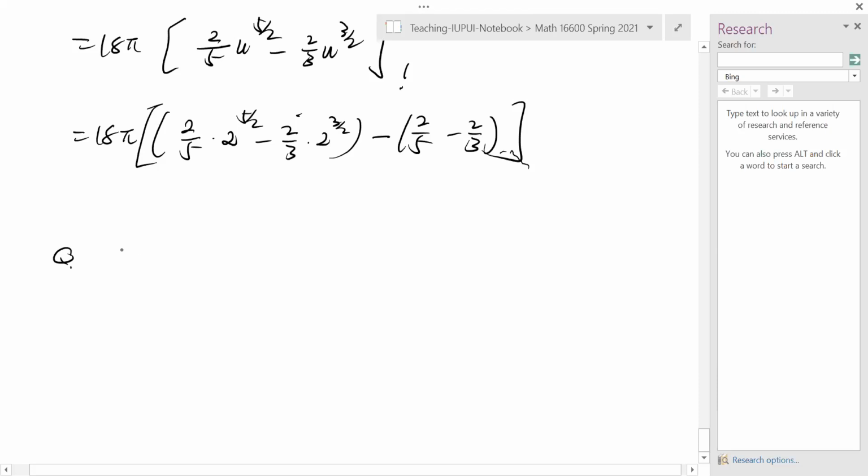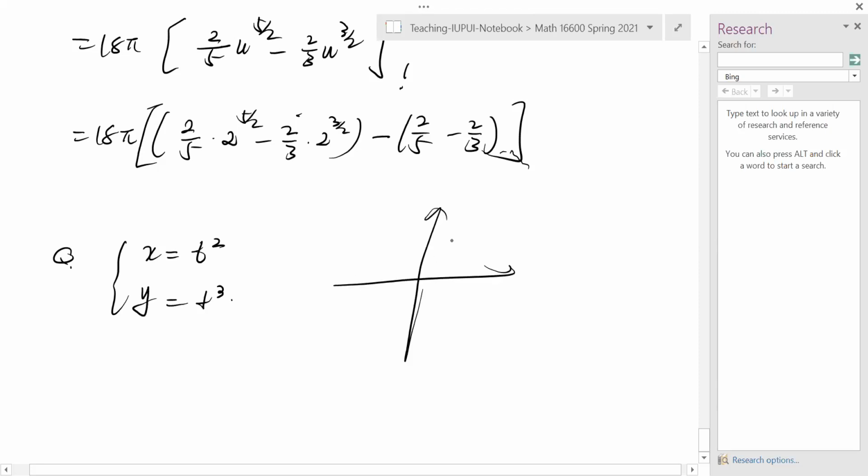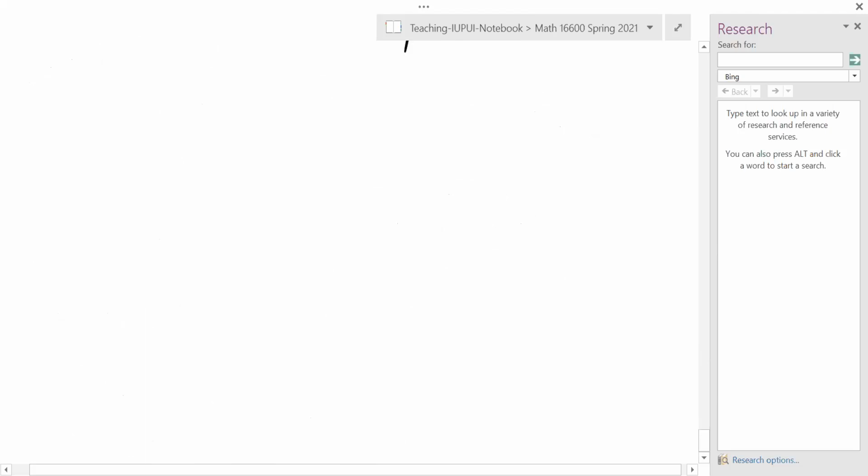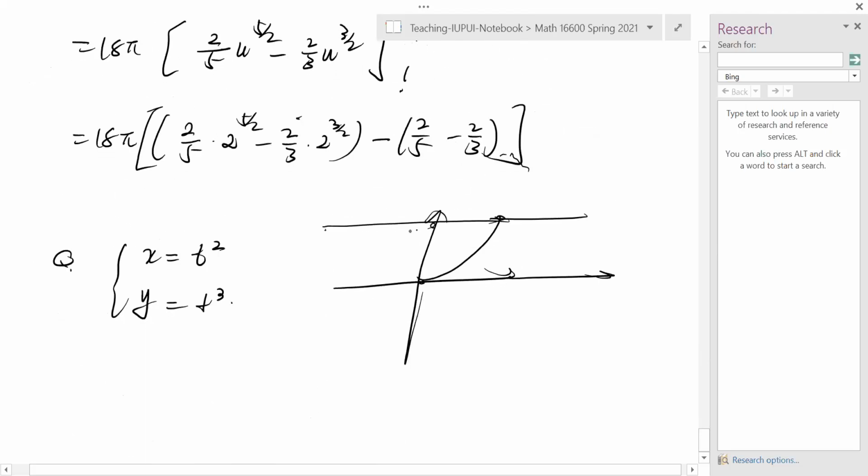Let's take a look at the next one. So this is not complicated. x equals t squared, y equals t cubed. Okay. So it looks like that. And the rotation is about the horizontal line, y equals 1. All right, we're going to rotate this curve.